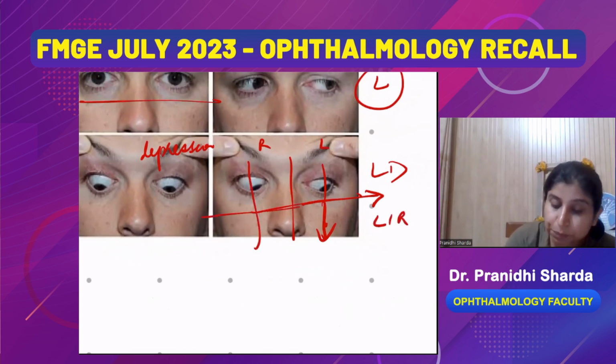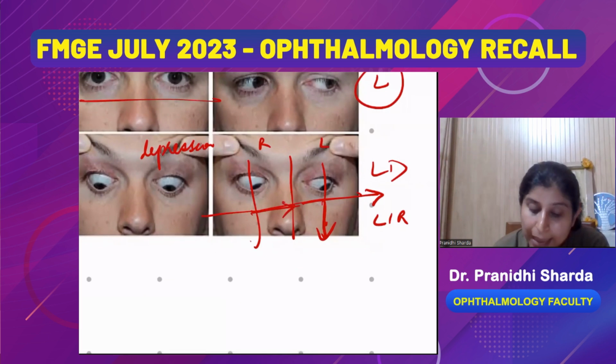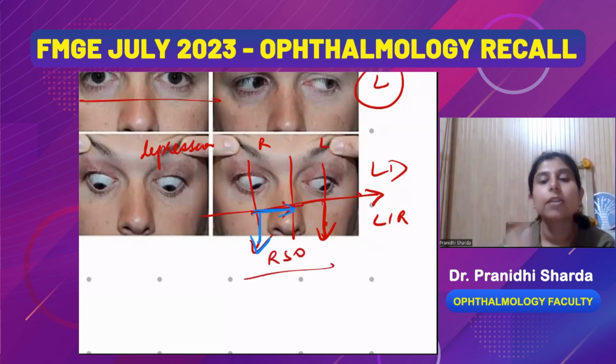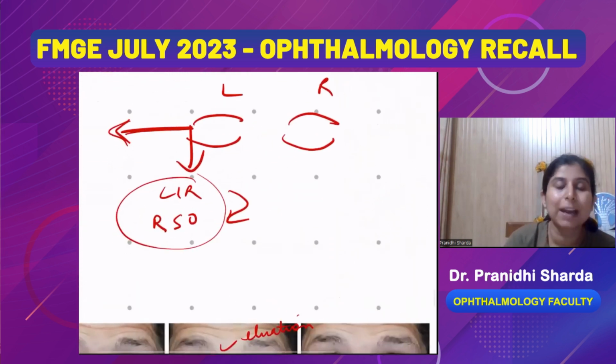Which muscle? His right eye is moving medially and down. Which muscle acts as a depressor in the medial position? In the medial position, the elevators and depressors are the obliques. Out of the obliques, which is a depressor? It is the superior oblique. So the answer will be right superior oblique.